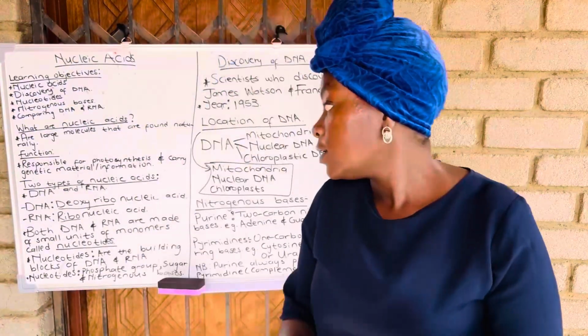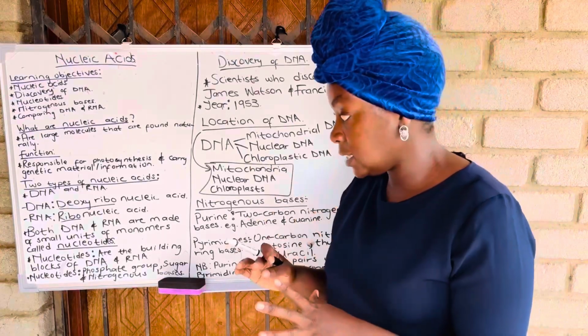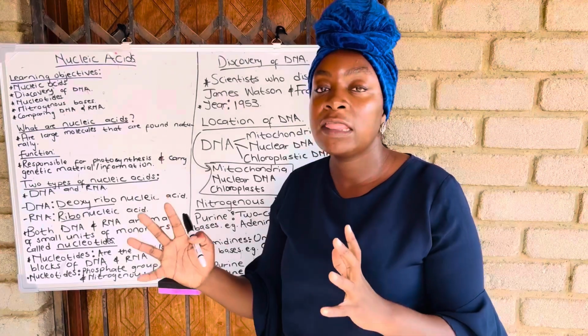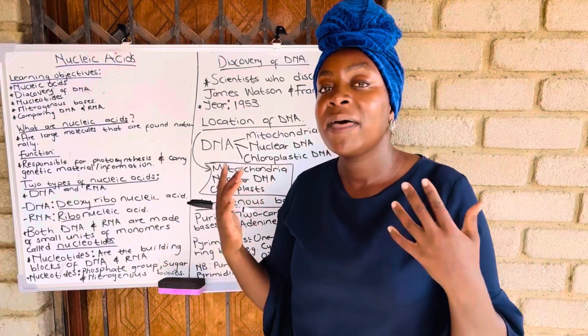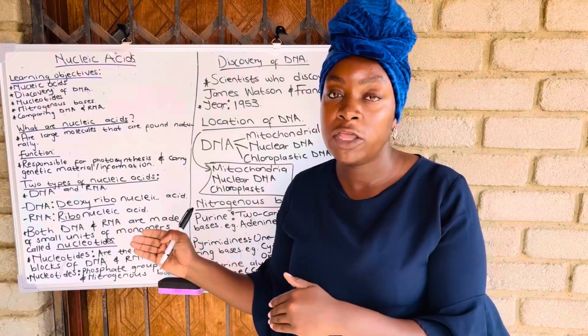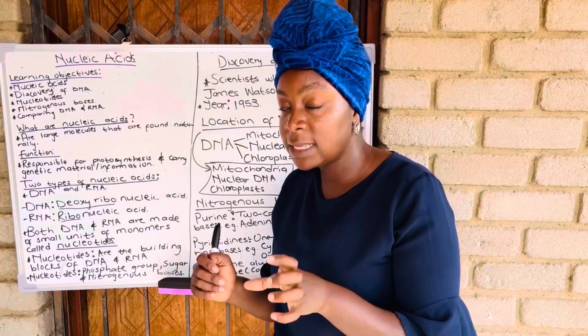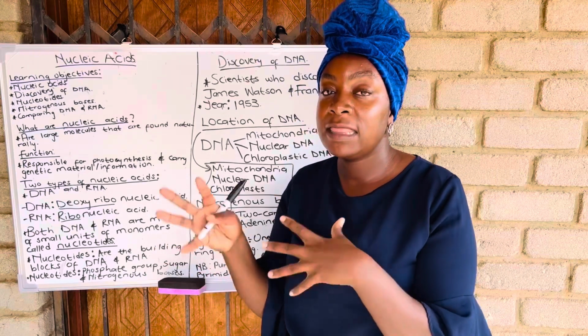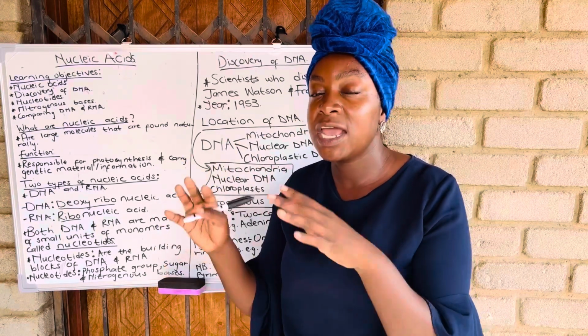And then these two nucleic acids, the DNA and the RNA, are not made of one nucleotide, but they are made of a lot of smaller units, which are called the nucleotides. So the nucleotides are basically the building blocks of RNA and DNA.